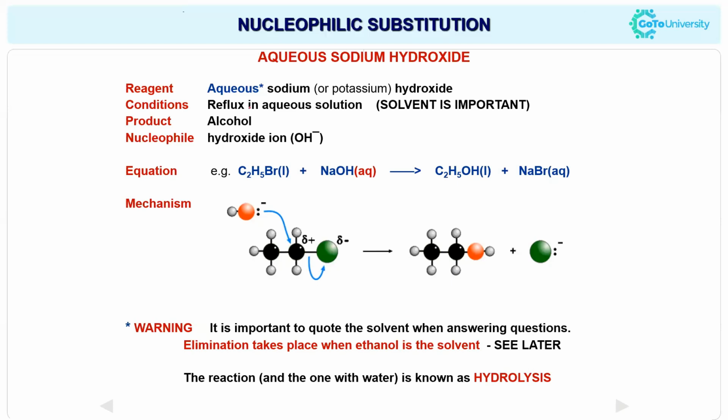Now, usually nucleophilic substitution reactions take place in aqueous potassium hydroxide. This is important because in some other reactions that we will discuss later, in elimination, we have the same base, but the reaction medium is different. Here it is aqueous sodium hydroxide, meaning we dissolve sodium hydroxide in water and use it. But there is an alcoholic sodium hydroxide medium that will come in the elimination reaction.